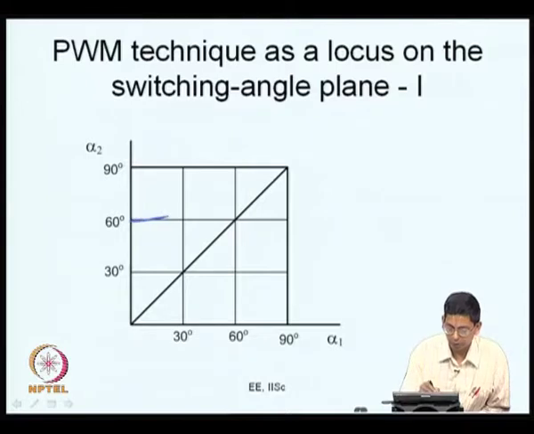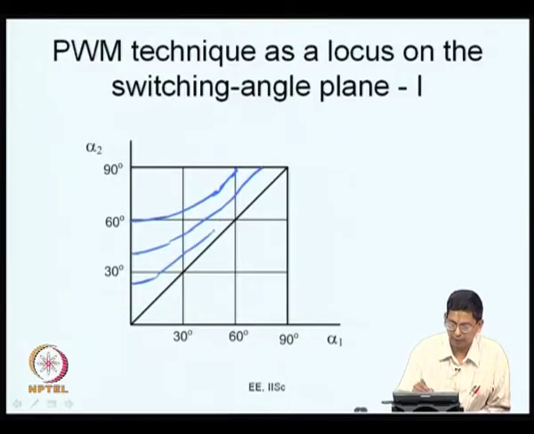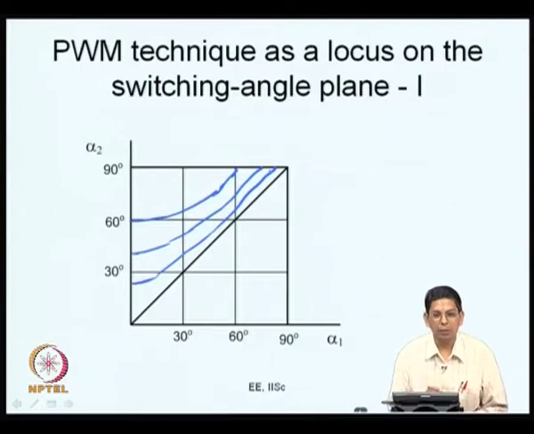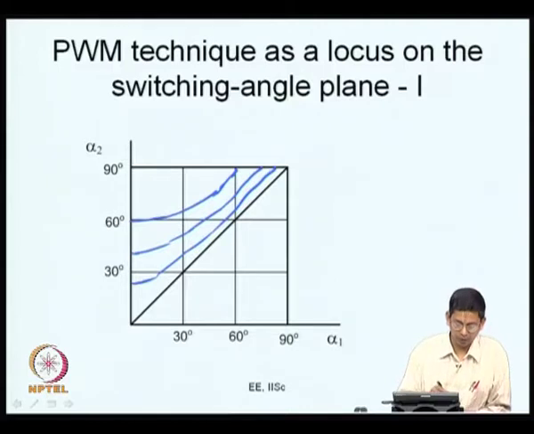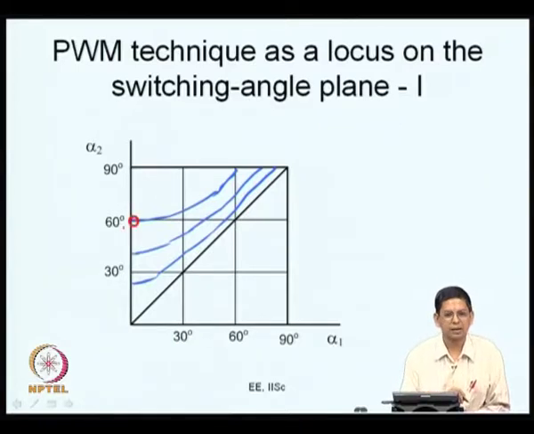So, let me just draw one or two of them, let me just draw a few of them, something like this. So, what do we mean by PWM technique? You should be able to control the fundamental voltage. How can you control the fundamental voltage? You want a desired fundamental voltage. Let us say I want this fundamental voltage. Let me take a different colored ink. Let me say I want 0 or something very close to 0. So, let us say I want to operate here.